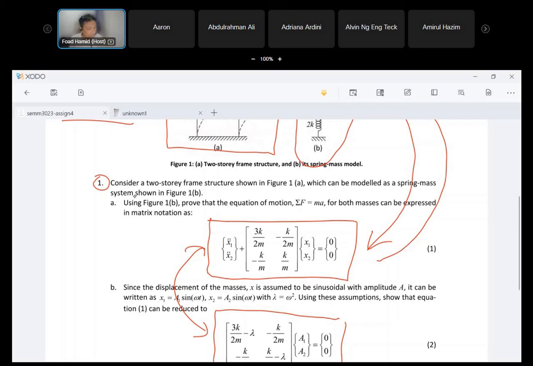Okay, let me open up my paper just now. What assignment? I guess assignment number 3.